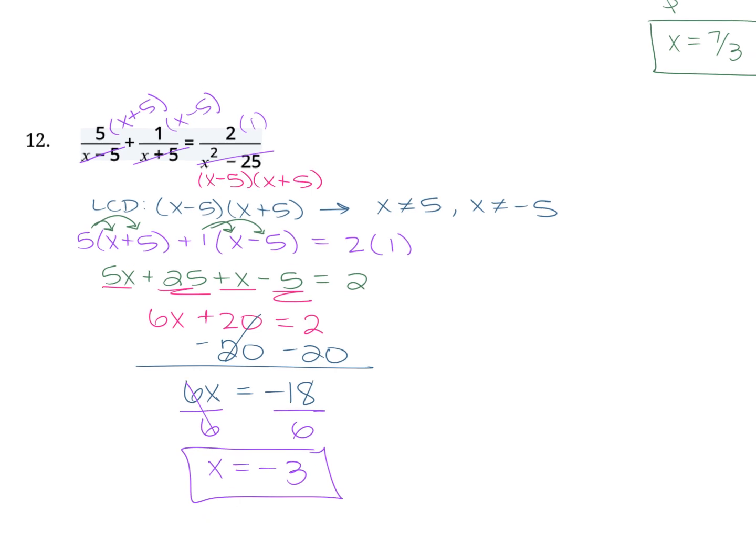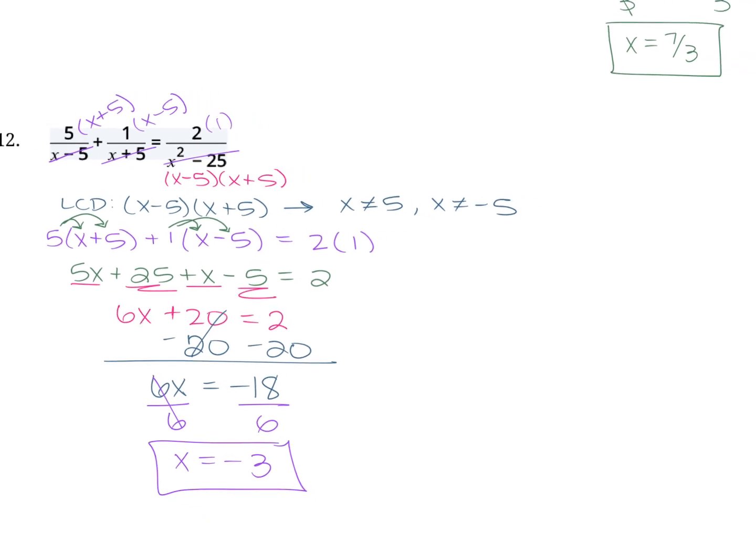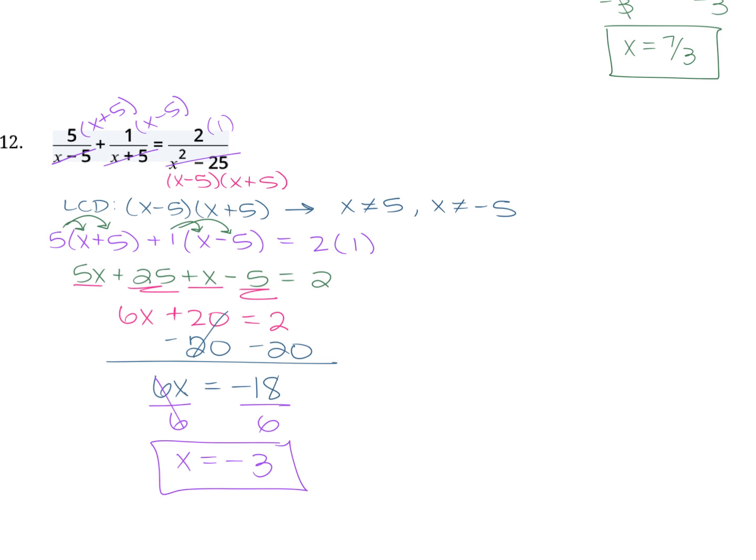That negative 3 is not 5 or negative 5, which is why I ended up circling it, or put a box around it, for my answer.